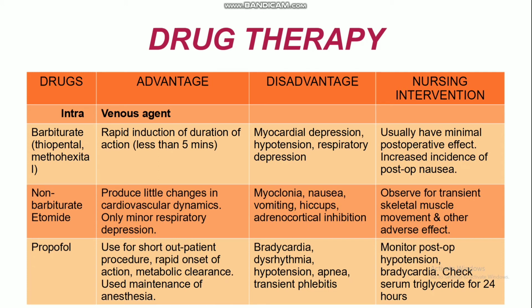Mainly the side effects are minimal, and post-operative nausea may be increased due to barbiturate toxicity. The non-barbiturate agent is etomidate, and it produces little change in cardiovascular dynamics and only minor respiratory depression. In patients with asthma or COPD, etomidate cannot be used. The disadvantages are myoclonus, nausea, vomiting, hiccups, adrenocortical inhibition. In nursing intervention, the nurse should observe for transient skeletal muscle movement. If any irregular muscle movement happens, inform the doctor.